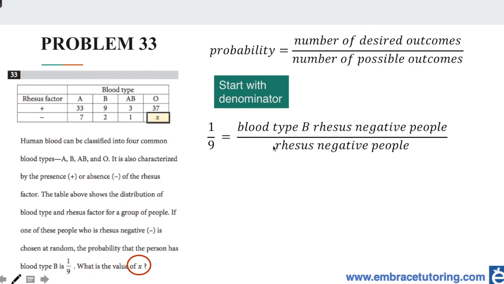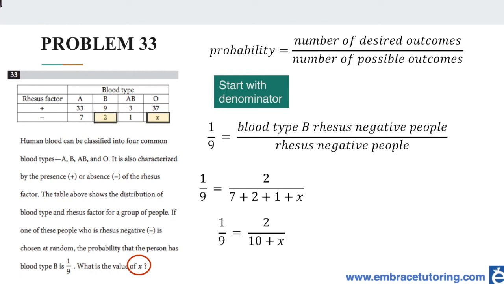So when I plug these things in, understanding where the position of x is going to be, it's going to be 1/9 over 2. 2 here is coming from the fact that I'm looking at blood type B, and then here's all my rhesus negative people. So 7, 2, 1, and x. I'm now going to cross multiply. As I cross multiply, I'm going to do 1 times 10 plus x and 9 times 2, which is going to give me 10 plus x equals 18. I'm now going to subtract 10 from both sides, and I'm going to end up getting x equals 8. And x equals 8 should be my answer for question number 33.